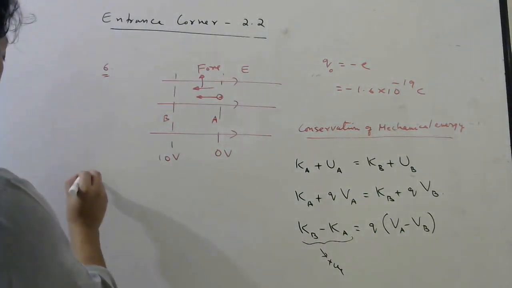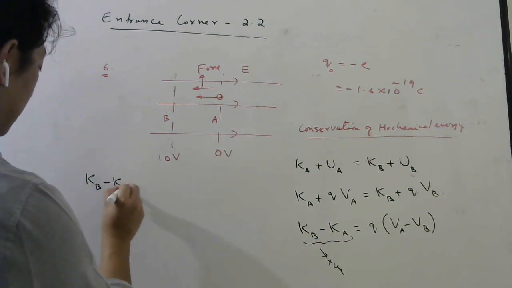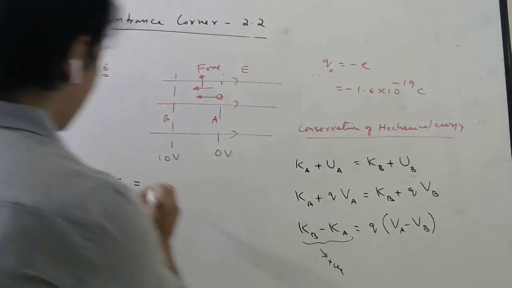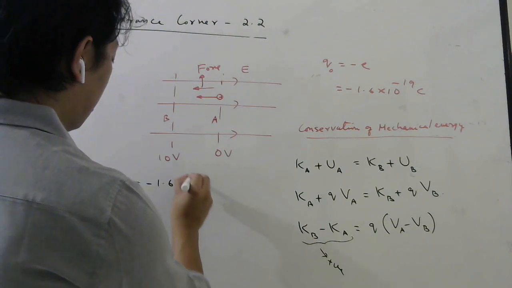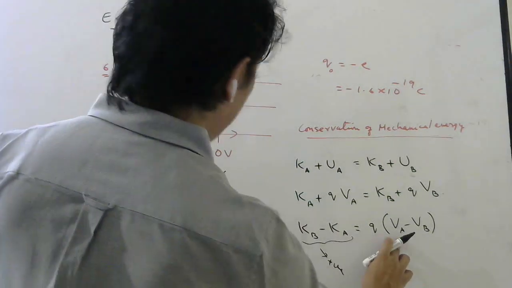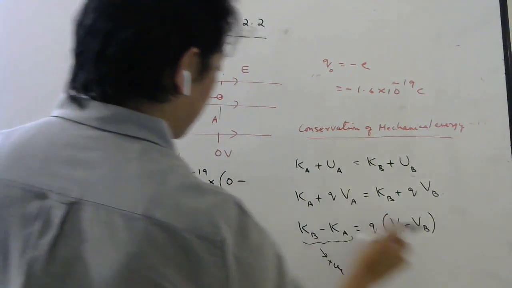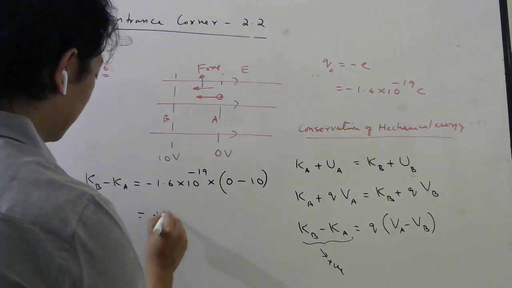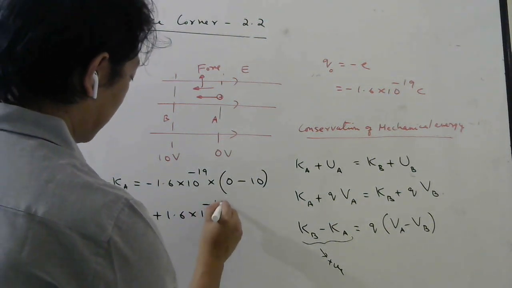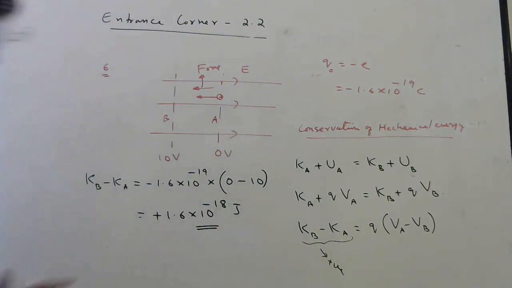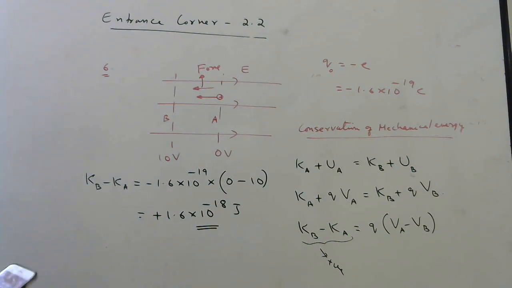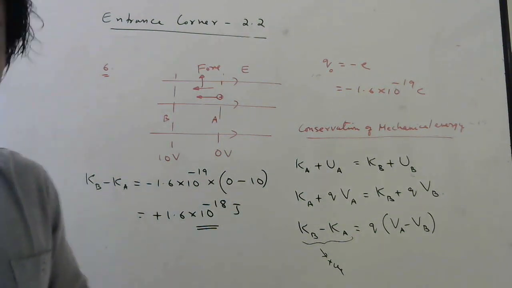Let us check. The increase in kinetic energy will be the charge which is moving. Be careful with the sign. The charge which is moving is minus 1.6 into 10 power minus 19. VA, potential at A, is 0. Potential at B is 10. So minus will be plus. So 1.6 into 10 power minus 18 joules. You can see kinetic energy increases by this much. So which is the right option? Option C.